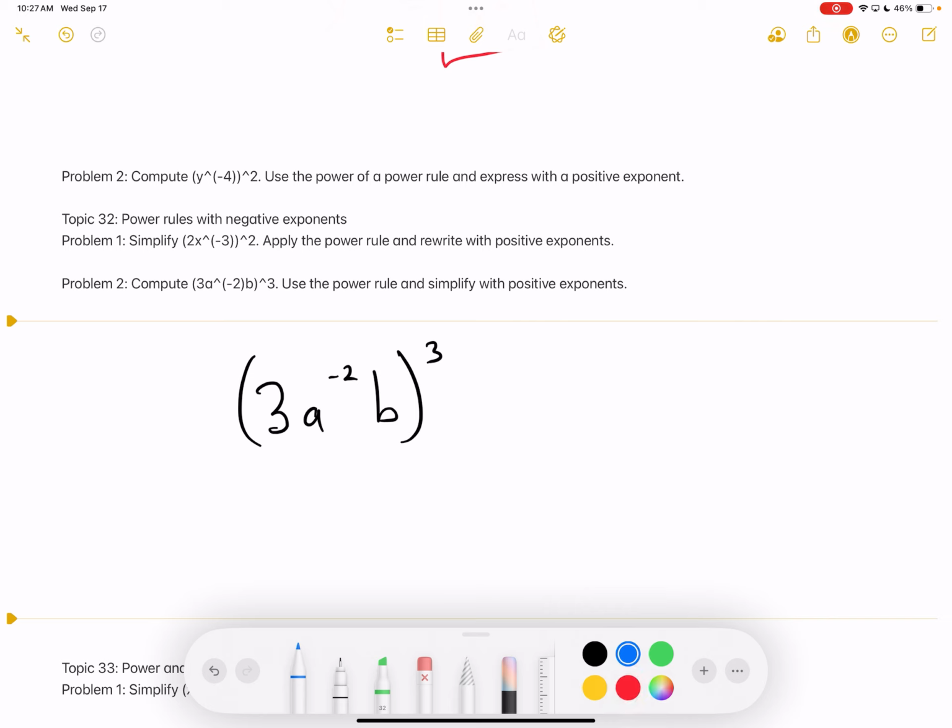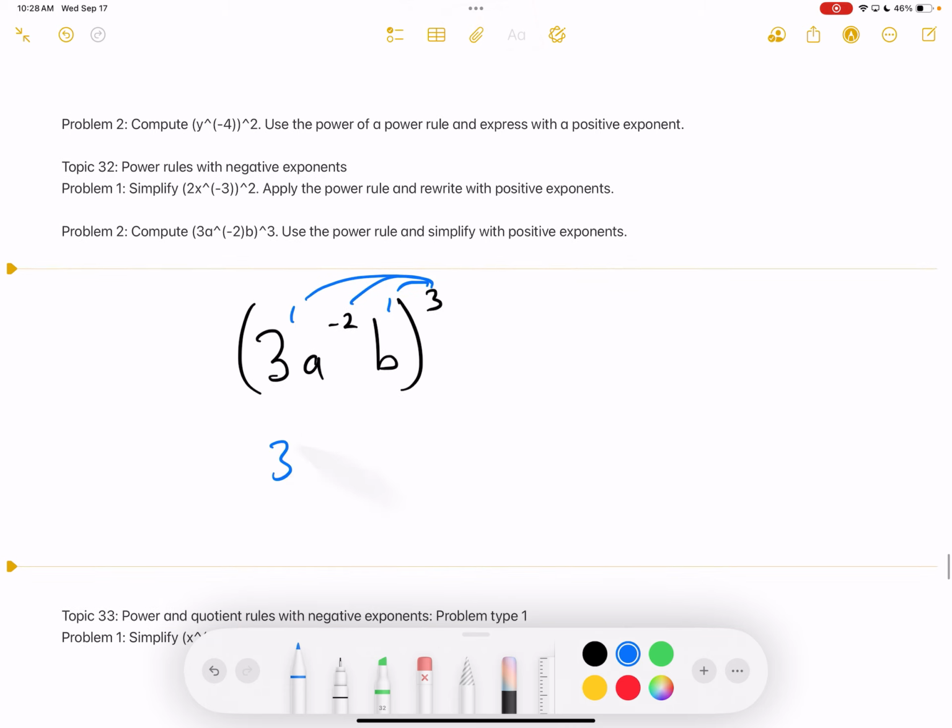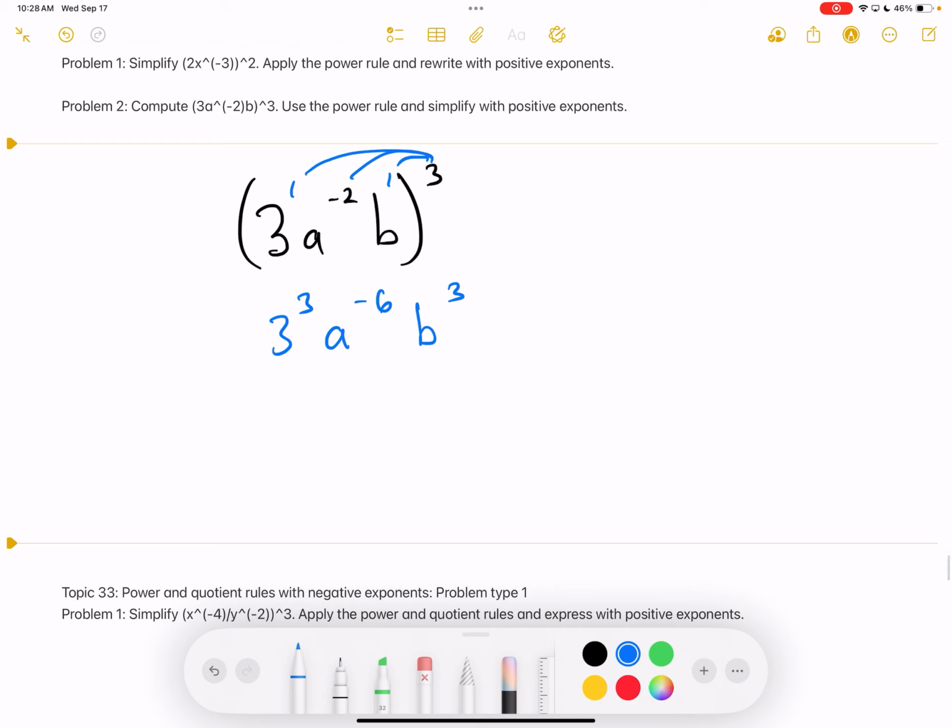How many exponents are inside the parentheses? 3. So I take this 3 times all of these. So 3 cubed, a to the -6, and b cubed. So 3 cubed is 27. A to the 6 needs to come to the bottom to make it positive, and b cubed is already positive, so it stays on top. If it is a negative exponent, you move it across the fraction bar to make it positive.